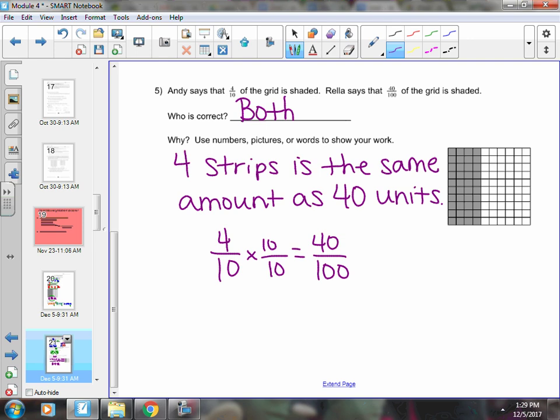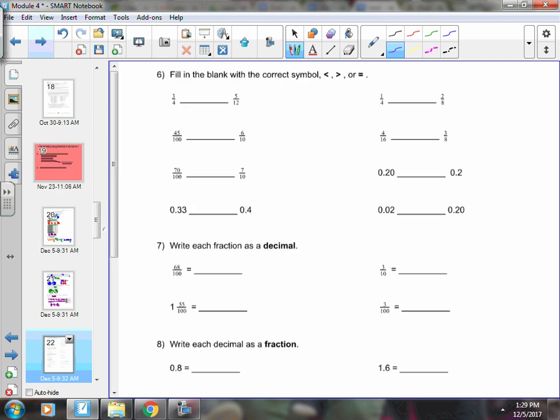On to page 3. Number 6, fill in the blank, less than, greater than, or equal to. For most of these, I want you to think this. If the denominators are not the same, next one, 3/4 versus 5/12. I'm going to write a little small, and I'm going to sneak this in. 3/4. I multiply the bottom by 3, and then, of course, the top by 3. 3/4 is the same as 9/12. Now they're easy to compare.